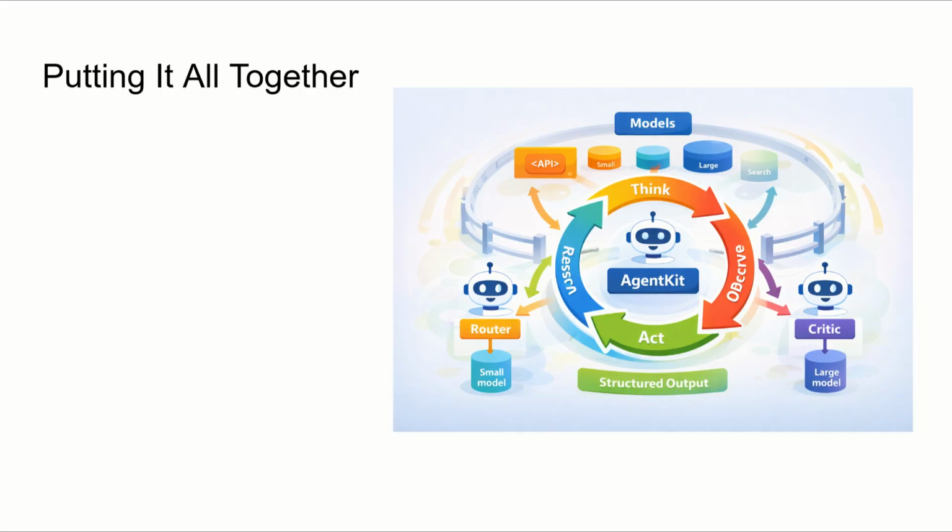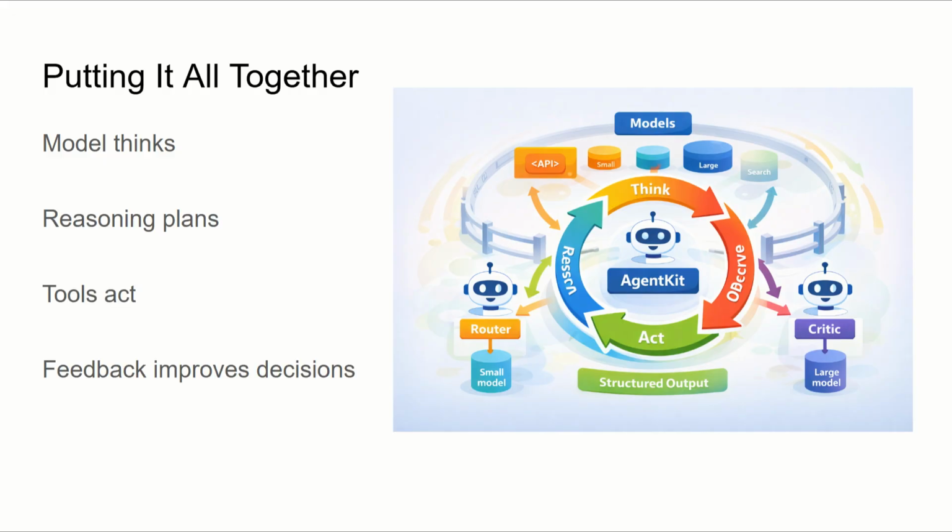Let's bring everything together. The model provides intelligence, reasoning provides structure, tools provide action. Feedback improves decisions, observability ensures safety. This is the AgentKit mental model. Agents are not prompts, they are systems that think over time. Once you internalize this, designing agents becomes a design problem, not a prompt problem.